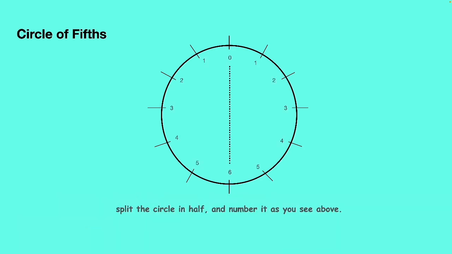Now you're going to split this circle in half. See, I've got a dotted line going from the 12 to the 6 clock position. And then you're going to put little numbers on the inside here, going clockwise, starting with 0 at the top. You're going to go 1, 2, 3, 4, 5, and 6 on the right-hand side. On the left-hand side, going counterclockwise, again, 1, 2, 3, 4, 5, and 6.